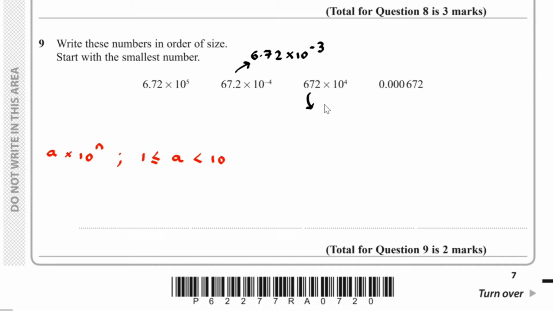If I divide by 100, I need to multiply the 10 to the 4 by 100. So this is the same as 6.72 times 10 to the power of 6. And the value here, well, if I move the decimal place 1, 2, 3, 4 to the right, then this is the same as 6.72 times 10 to the minus 4.